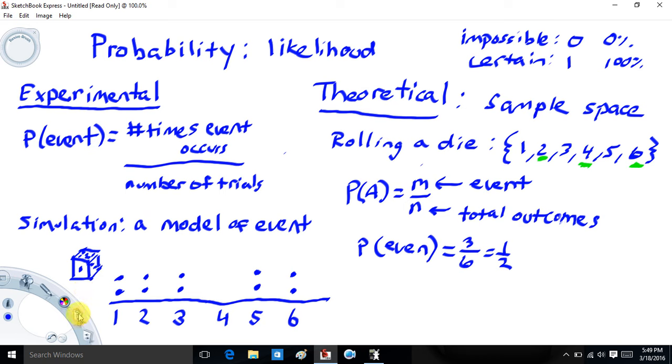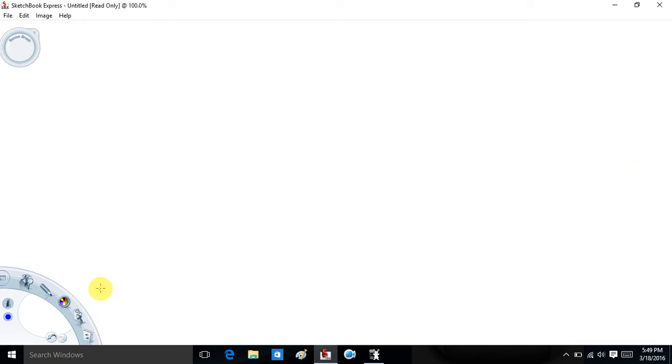Okay, let's move on to another topic, and that is the probability of multiple events. So here we have the probability of 2 events happening, A and B, and the probability of one or the other, probability A or B.